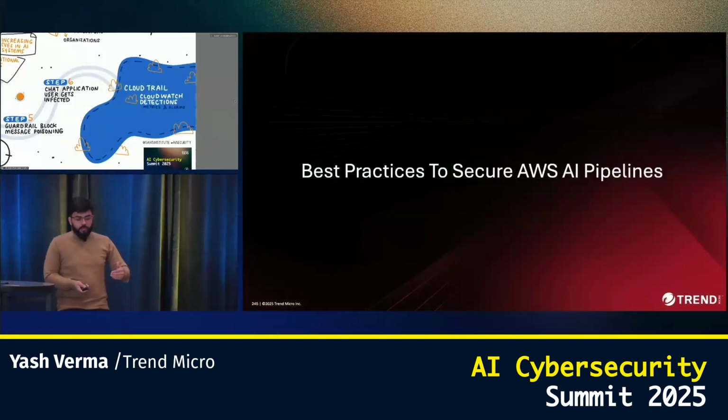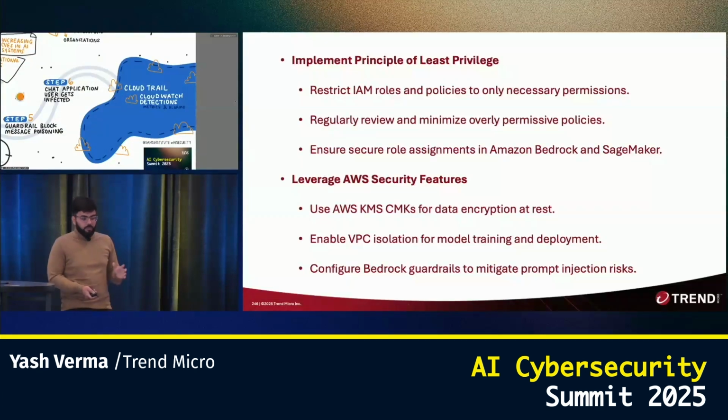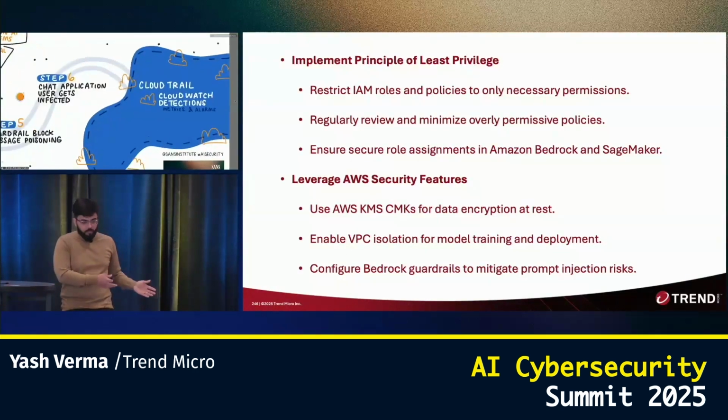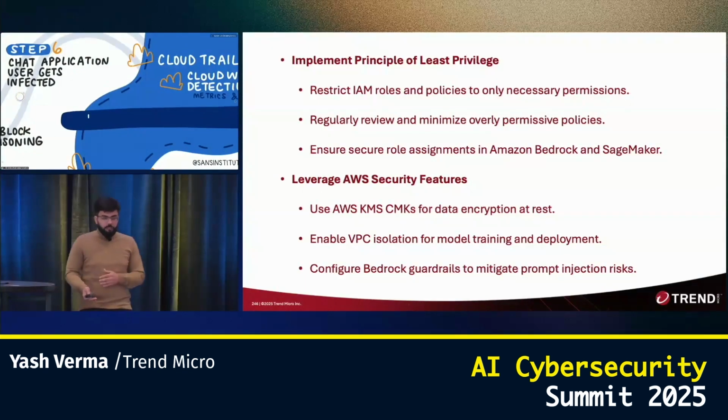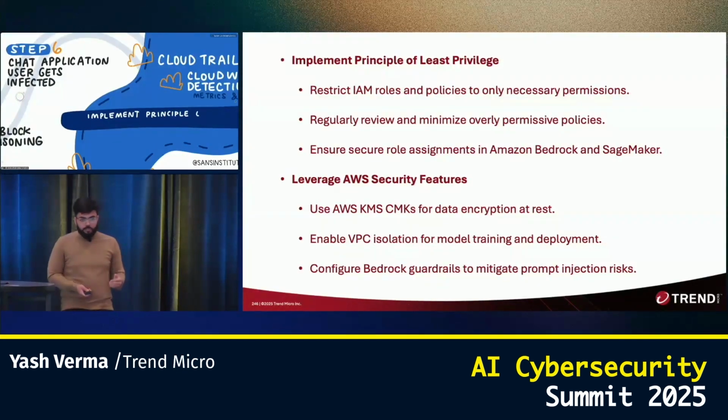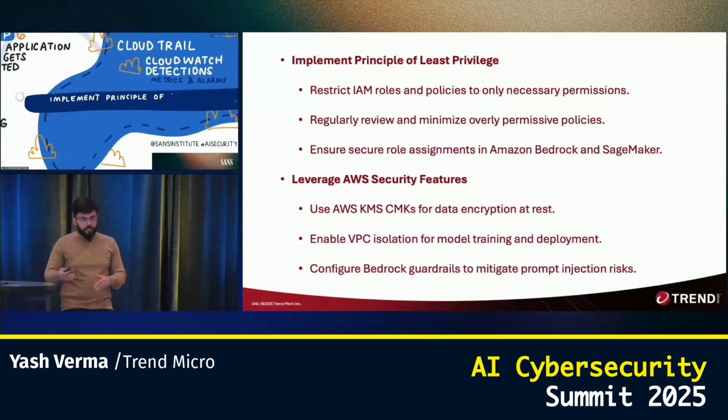So let's go over the proactive strategies when it comes to securing AWS AI pipelines. Implement the principle of least privilege. Don't be that guy, I mean, the developer. Always assign roles and permissions that are necessary for your AI compute and for yourself. Then leverage AWS security features like AWS KMS and CMKs for data encryption at rest, for example if you're keeping everything in S3 encrypted. Also enable VPC isolation for any AI compute that you have in your AWS account, especially the dev account.